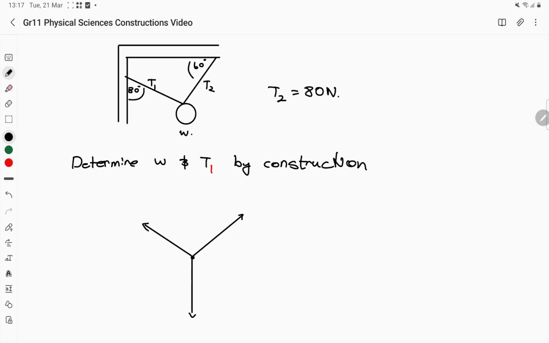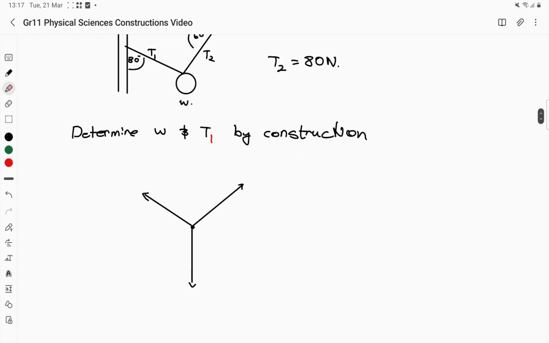And just watch those directions, because T2 is going this way because the rope is pulling the object upward. It's not pushing it downwards. Ropes always pull, they don't push things.